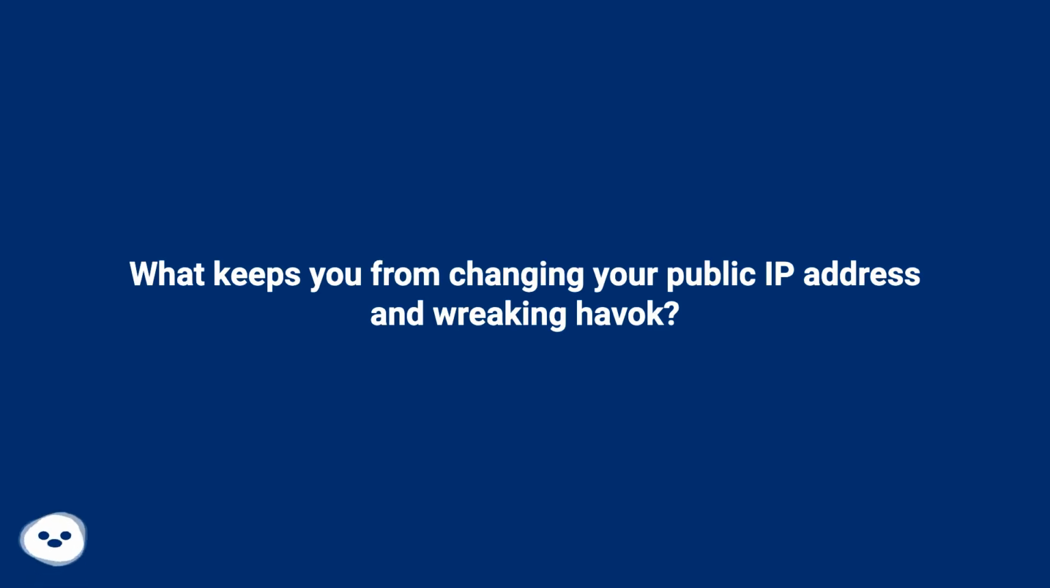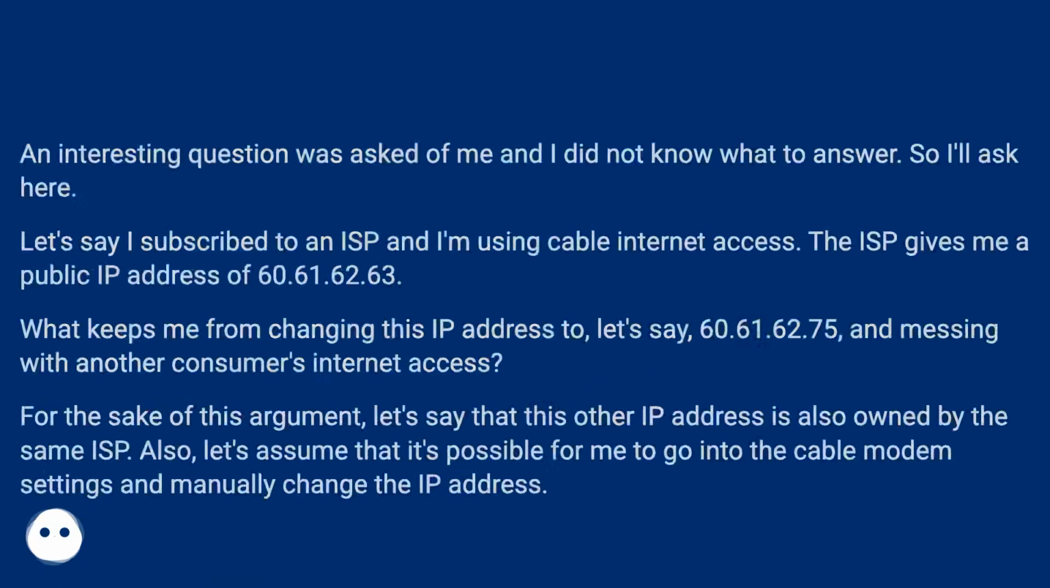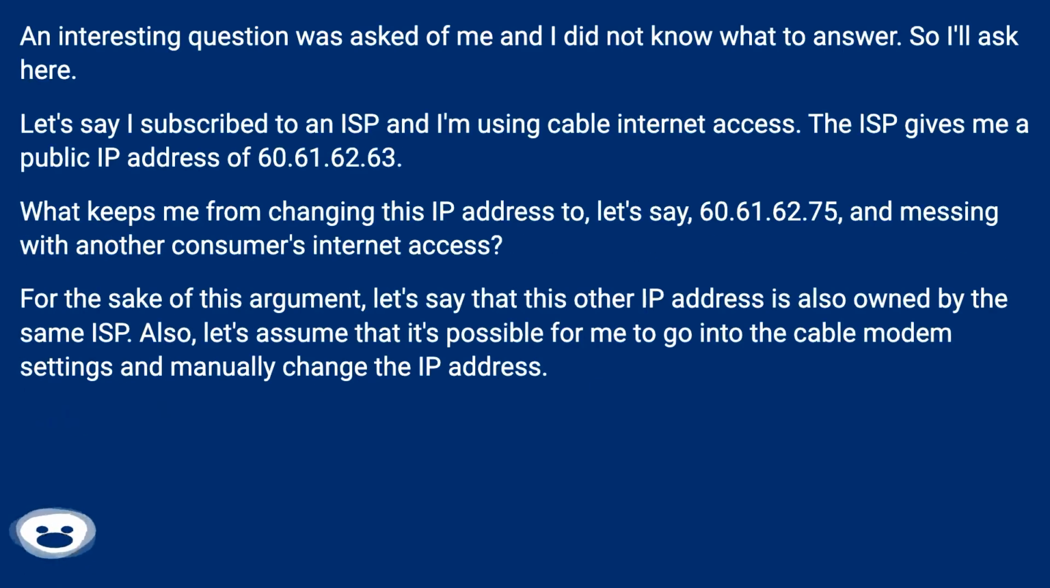What keeps you from changing your public IP address and wreaking havoc? An interesting question was asked of me and I did not know what to answer. So I'll ask here. Let's say I subscribe to an ISP and I'm using cable internet access. The ISP gives me a public IP address of 60.61.62.63. What keeps me from changing this IP address to, let's say, 60.61.62.75 and messing with another consumer's internet access?